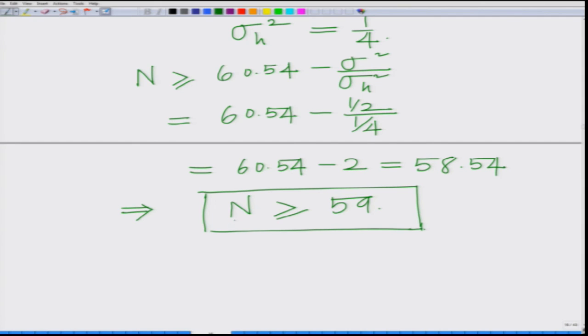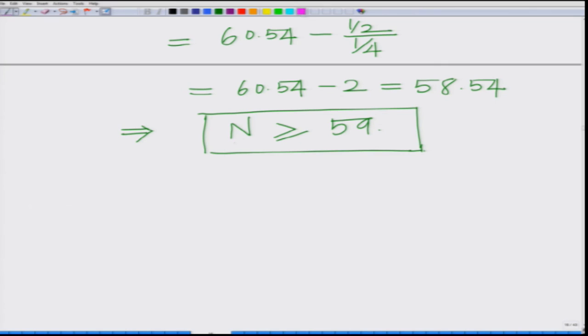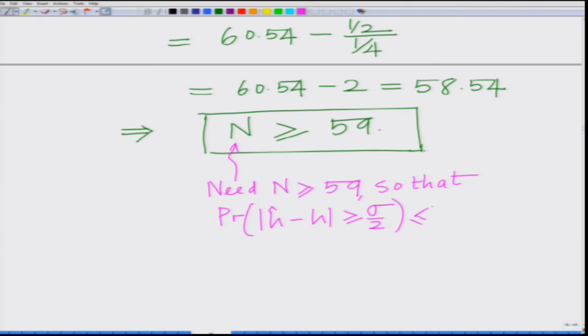We need n greater than or equal to 59. So, let me summarize this again, we need n greater than or equal to 59, so that the probability that magnitude h hat minus h is greater than or equal to sigma by 2 is less than or equal to 1 minus 0.9999, which means it lies inside this sigma by 2 ball with probability greater than or equal to 0.9999, that is, the failure probability is 10 to the power of minus 4.